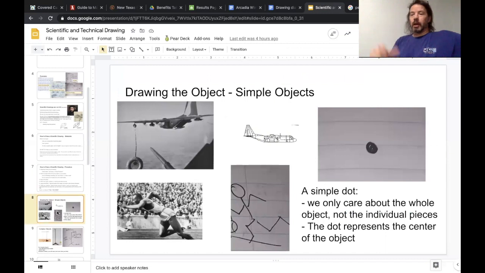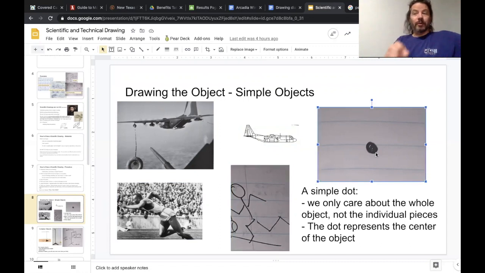From here on out, I'm basically going to show you how I would draw certain things. So first thing, drawing the object, simple objects. So here is an MC-130. Here is a drawing of an MC-130. This is the airplane I flew, by the way. Here is Jesse Owens running at the Olympics. Here is a stick figure version of Jesse Owens running. And I'm going to represent it as a single dot.